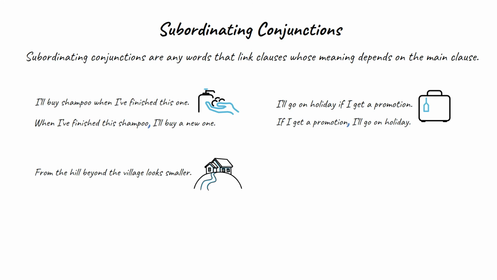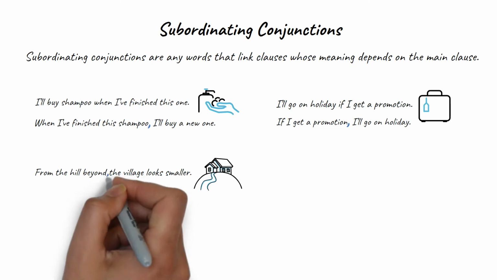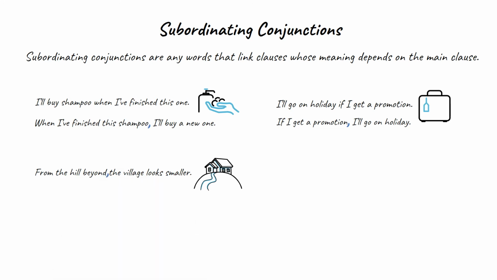How did you read this sentence? Would it be easier to read it with a comma? From the hill beyond, the village looks smaller. From the hill beyond is not a subordinating clause. It is not even a clause. This example, however, does show that this rule of subordinating clauses also works with parts of sentences that you move from the end to the beginning.